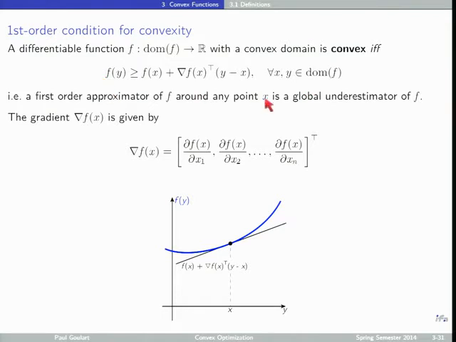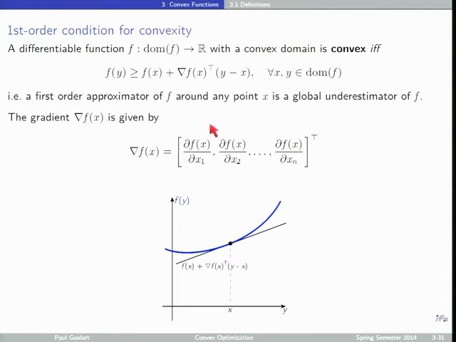It says that the function is convex if for every x, f(y) is greater than or equal to f(x) plus the gradient times the distance from y to x. Okay, so what does this say? This says you pick a point x, you evaluate the function at that point, you get a number. Then you differentiate the function at that point, and you get a vector. This is the gradient. So the gradient is pointing this way.